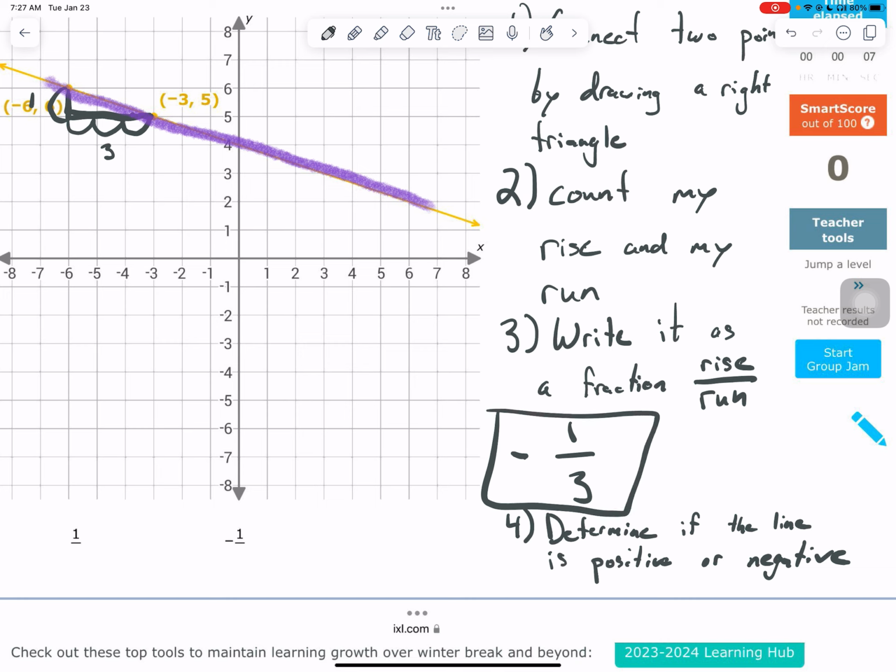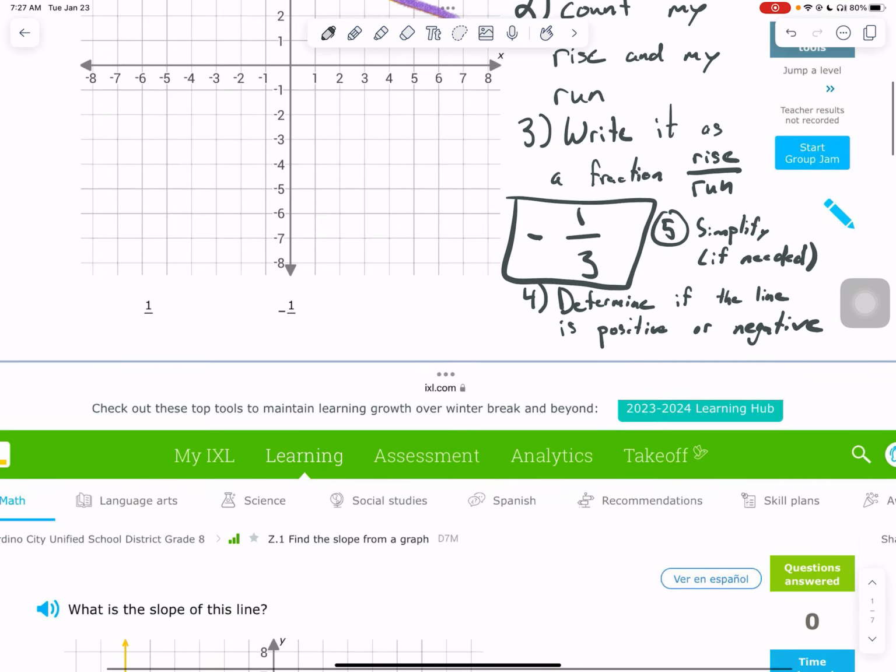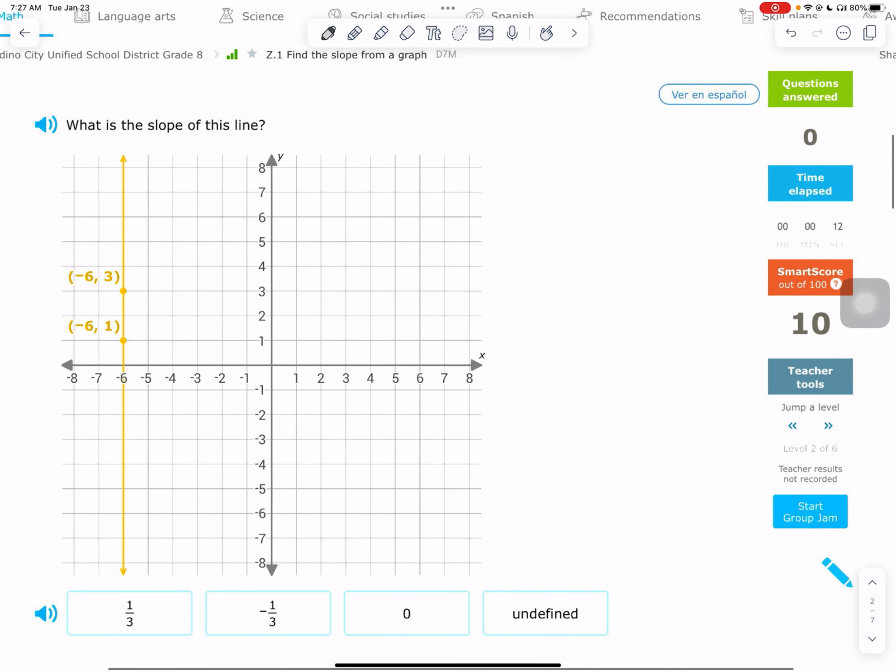Okay, and once you get there, you will simplify if needed. In this case, it's already simplified. There's nothing I can divide both 1 and 3 by. So if you wanted to pause this video, make sure you get these notes down. That'd be a good idea. Move on to the second one.